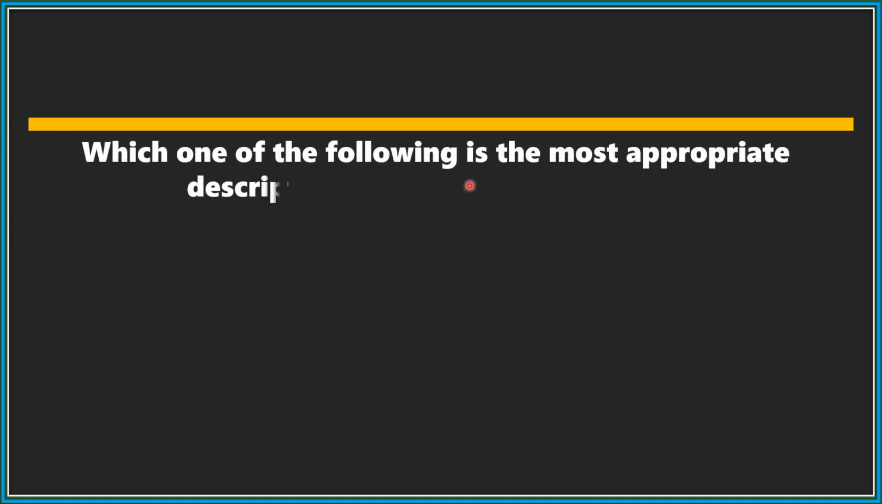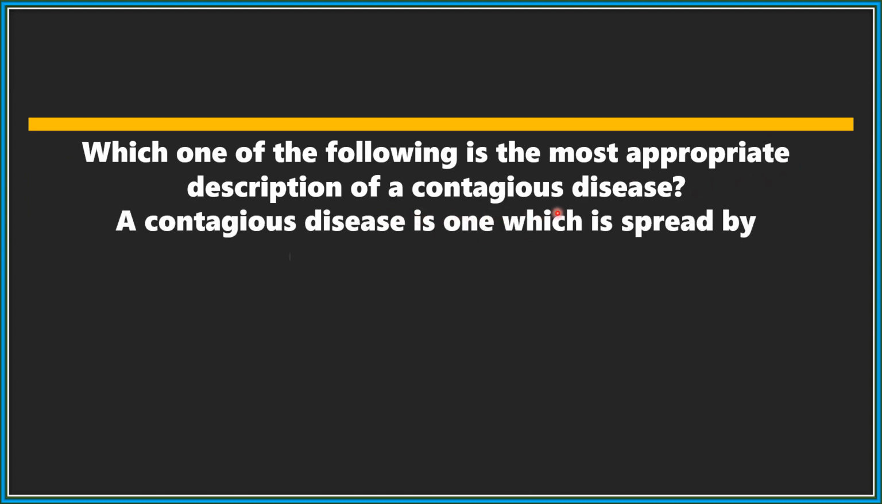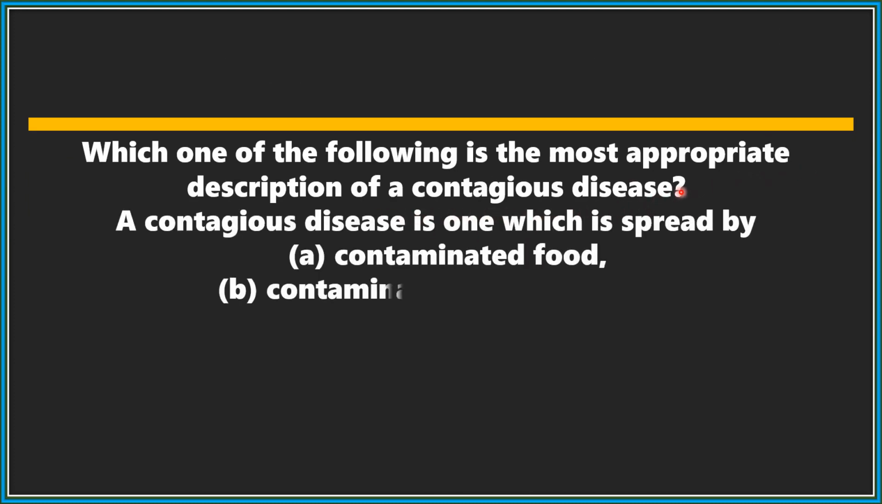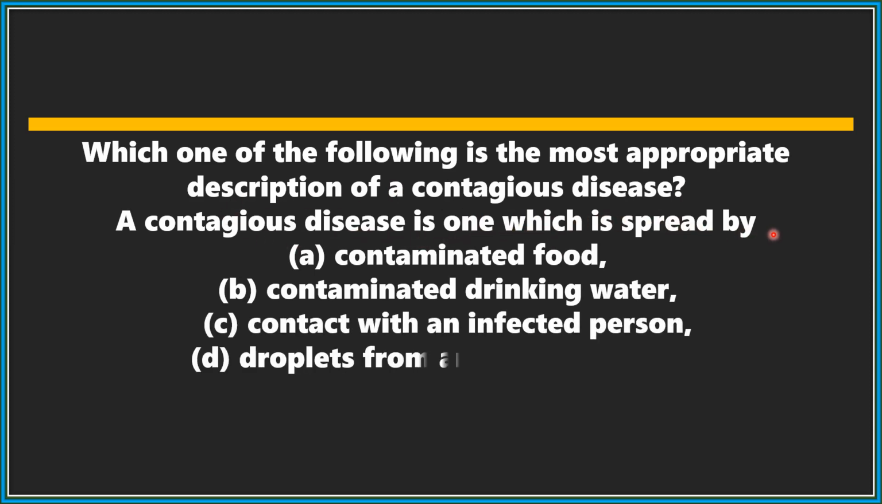Which one of the following is the most appropriate description of a contagious disease? A contagious disease is one which is spread by contaminated food, contaminated drinking water, contact with infected people, droplets from an infected person.